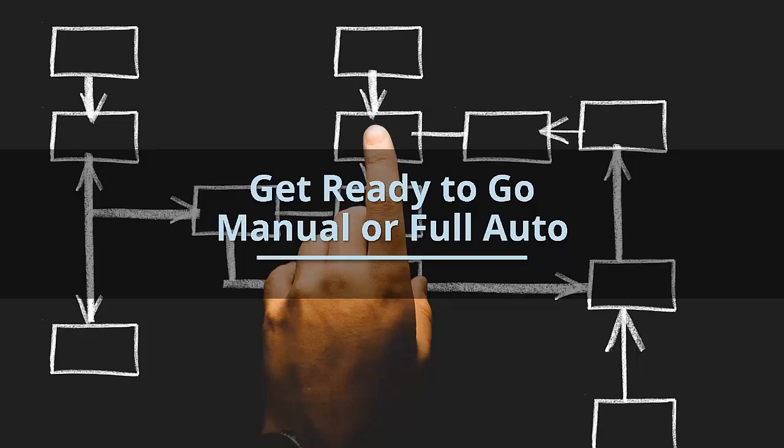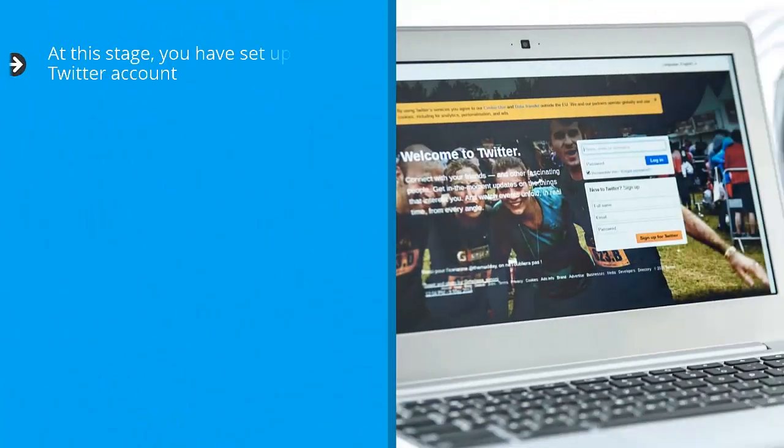Get ready to go manual or full auto. At this stage, you have set up your Twitter account. It is brand consistent. You already have lined up the best content you have researched from your competitors. This content has a lot of likes, shares, comments, and other signs of engagement. This is third-party content produced by others. When people click the link, they go to somebody else's website. They do not go to your site.